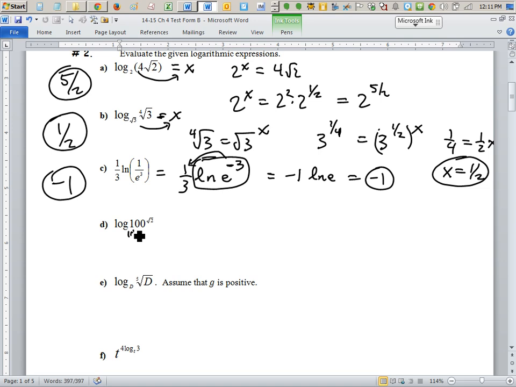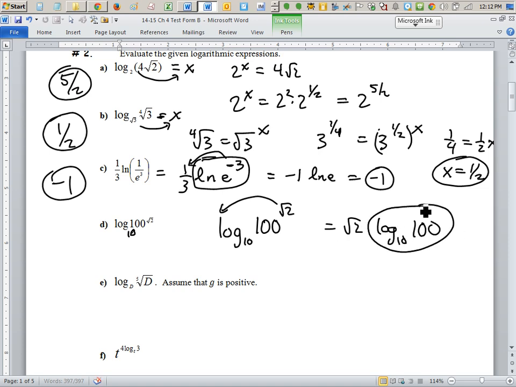There's an implied 10 whenever you see a log and there's no base. So this is asking, what is log base 10 of 100 to the rad 2? You can bring the rad 2 to the front if you like, if it's annoying you. And this just means what power of 10 is 100. So that's 2. So the answer is 2√2.